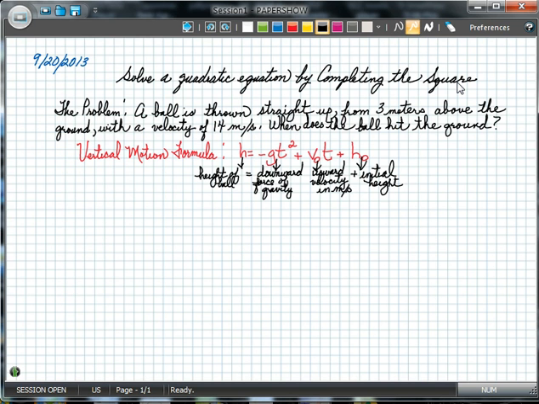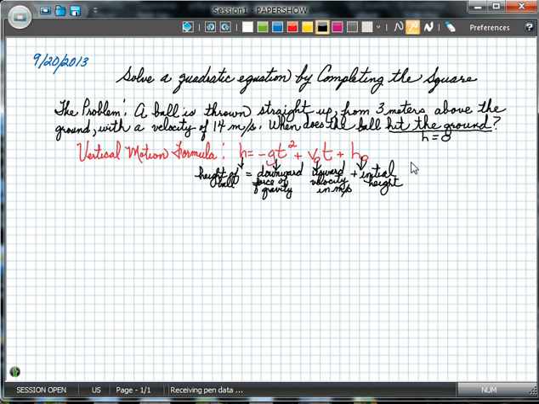Now here's our problem. A ball is thrown straight up from 3 meters above the ground with a velocity of 14 meters per second. When does the ball hit the ground? Hit the ground implies a height of 0.